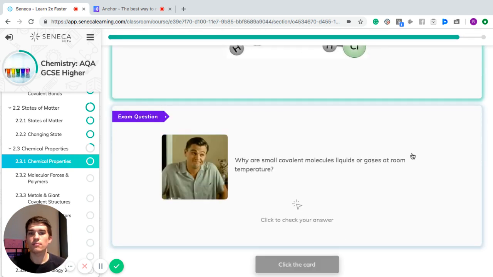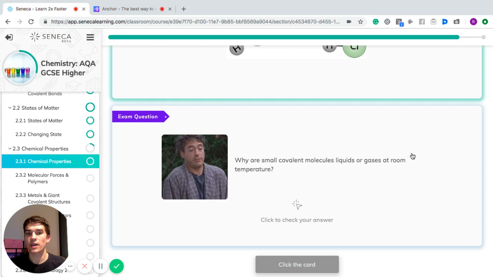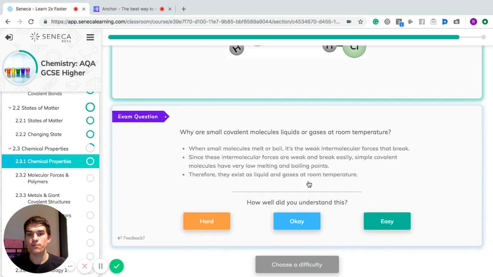Why are covalent molecules liquids or gases at room temperature? When small molecules melt or boil, it's the weak intermolecular forces that break. Since these intermolecular forces are weak and break easily, simple covalent molecules have very low melting and boiling points. Therefore, they exist as liquids and gases at room temperature.